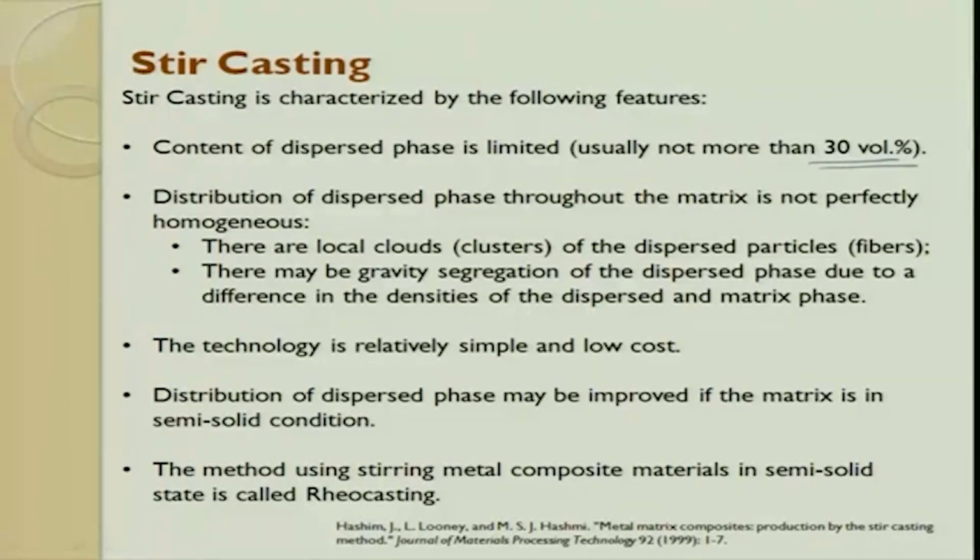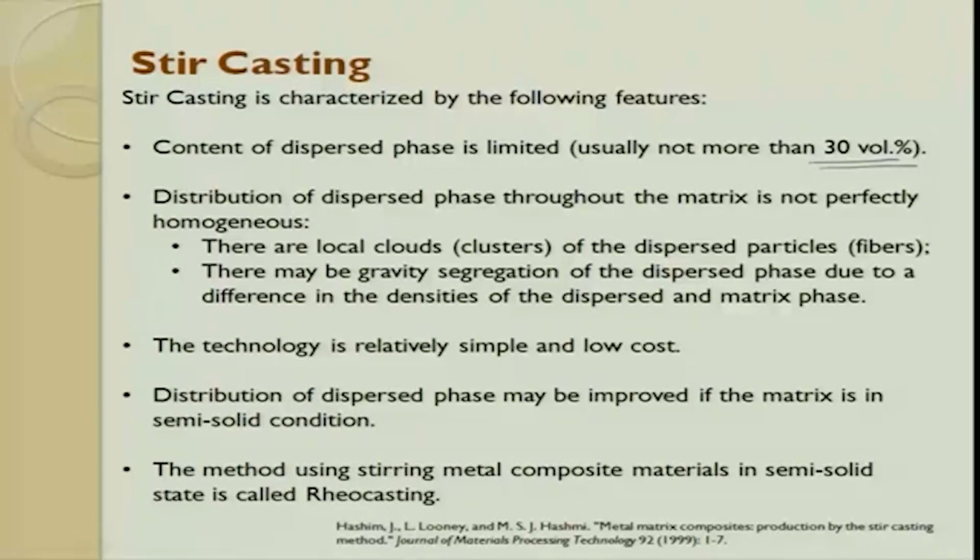The next one is that the distribution of the dispersed phase throughout the metal matrix composite is not perfectly homogeneous. In order to improve that, we always try to functionalize the particle. The next thing is that ceramics are always light in weight. If the metal has a higher density, then there is a problem of gravity, and these ceramic particles don't get mixed at the bottom, they always stay at the top. So there may be a gravity segregation of the dispersion because of the density difference.